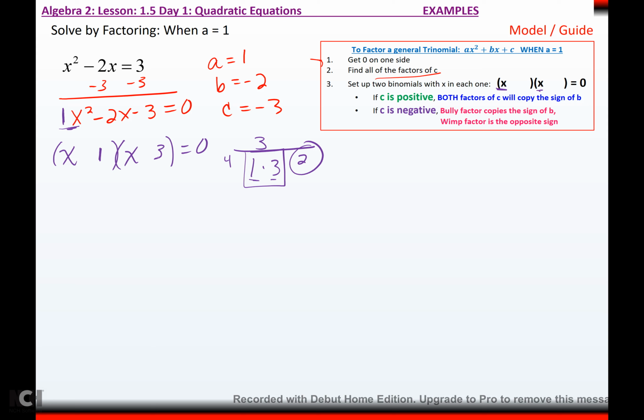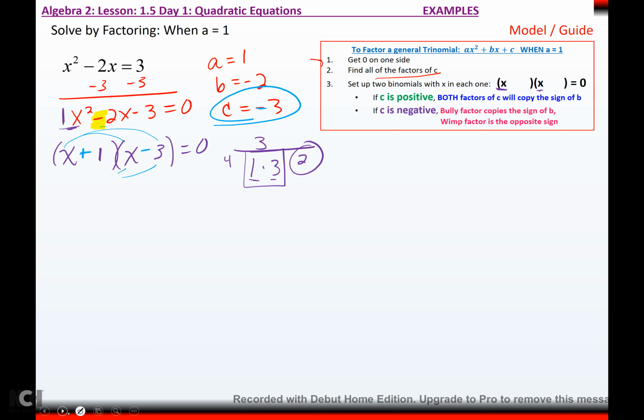If c is positive, they will both take the middle. Everybody wants to be the sign of b. So 1 and 3 both are going, I want to be negative, I want to be negative. The only way they can both be negative is if c is positive. My c is not positive, my c is negative, which means only the bully gets to be like the middle. So 3 would be the bully, he gets to be the minus, which means 1 has to be the positive. Okay, and you can always check it, FOIL it back out. X times x would be x squared, that'd be minus 3x, plus 1x is minus 2x, minus 3 is on the end. So I know I factored it right.